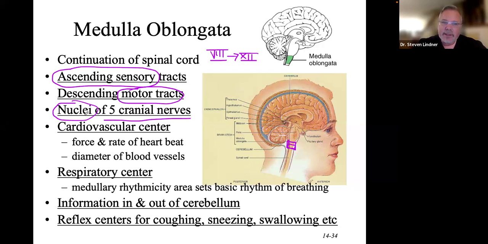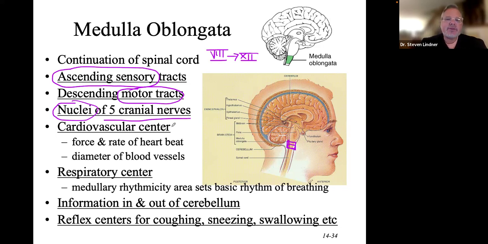Remember what nuclei are. Nuclei is a group of nerve cell bodies that are located in the CNS. That's a nucleus. Remember, a ganglia is a group of nerve cell bodies outside of the CNS, like the dorsal root ganglia. So nuclei is a cluster of nerve cell bodies located within the central nervous system. So cranial nerves 8, 9, 10, 11, and 12 originate in the medulla.